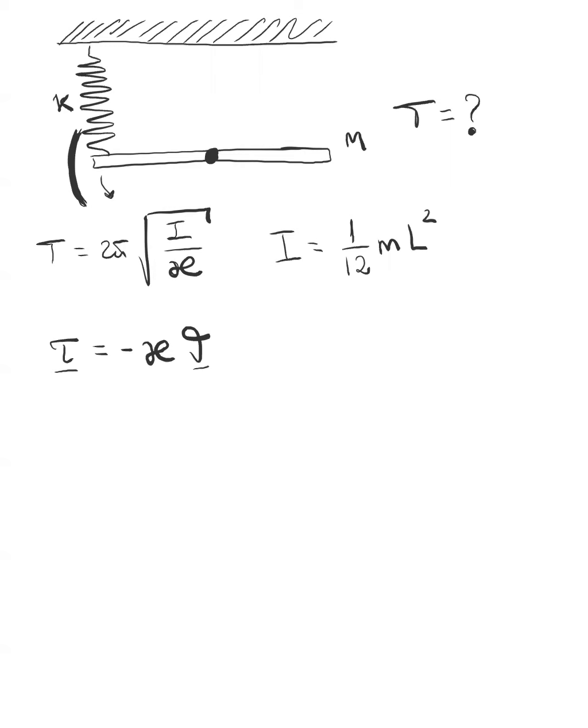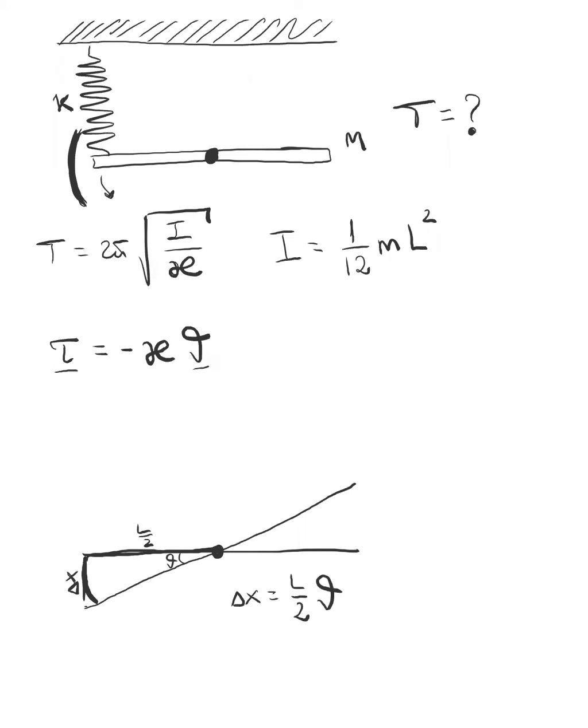Let me redraw this thing over here. I have my rod, and this is the midpoint. Let's say I rotated my rod by angle theta. By how much would I move? What's my delta x? Well, this side is L over 2. And for small angles, my arc length is my radius times the angle. So delta x is L over 2 times theta. Okay, so that's my delta x.